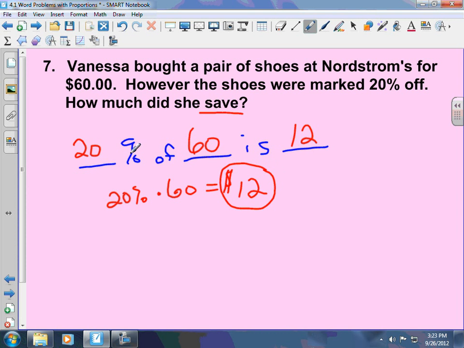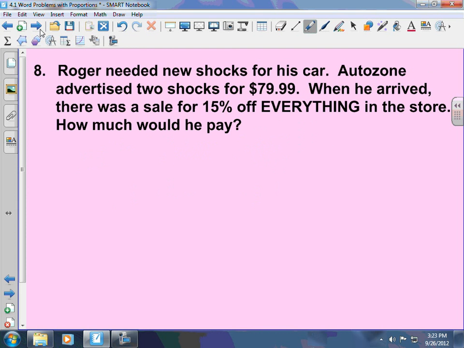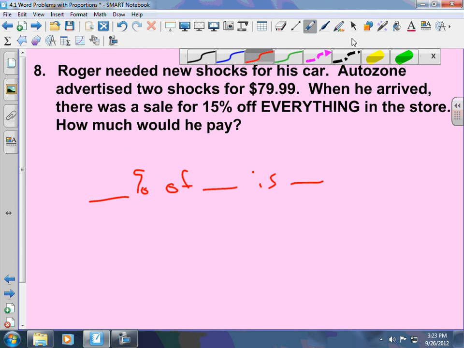Just remember, blank percent of blank is blank. Your percentage goes in the first blank. The total cost goes in the second blank. And then the savings goes in the third blank. Same thing here. Blank percent of blank is blank. The easiest one to fill out is the percentage. It's 15%. Okay?